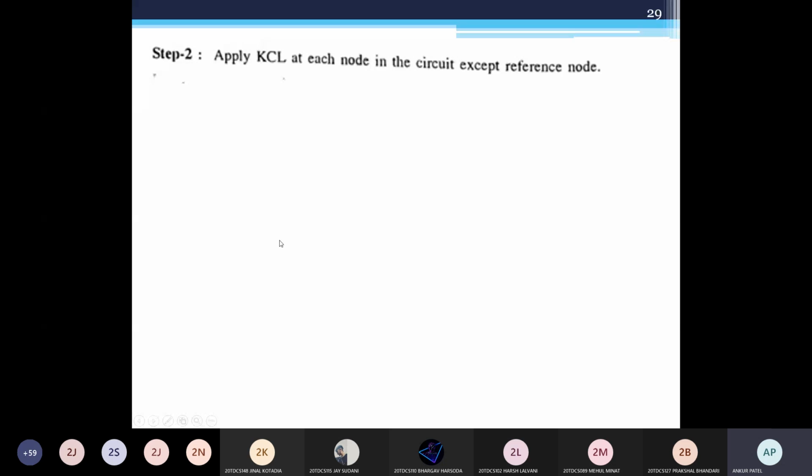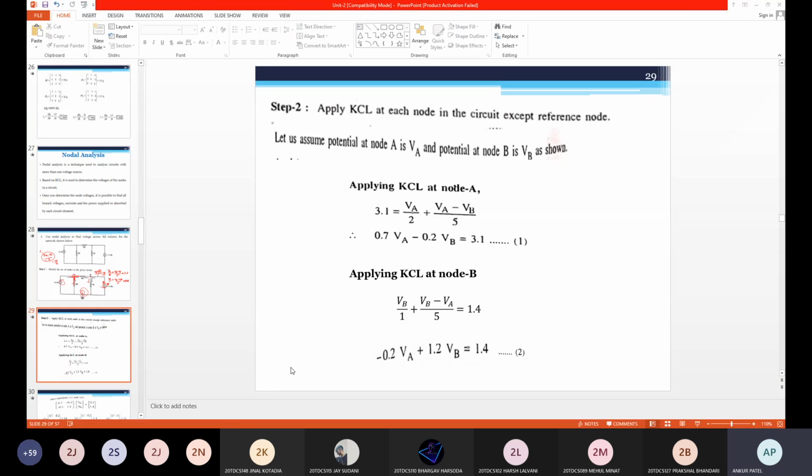So I hope everyone understood this nodal analysis. Sir, share the PPT. Already I uploaded it in class material. You can go through the file. In the file, one folder is there, class material. In class material, this PPT or PDF file is given. The PDF file for this unit 2 is uploaded.